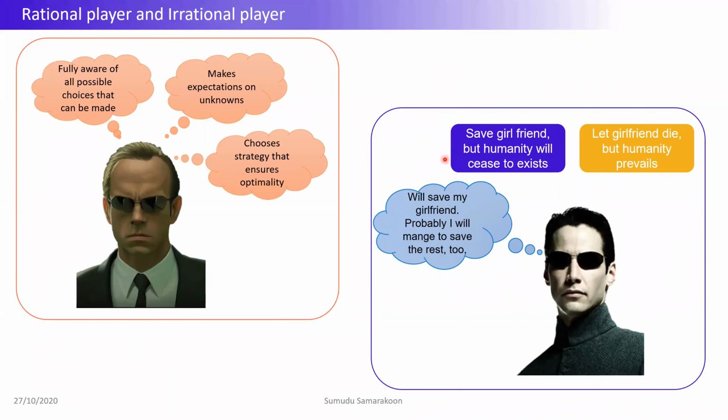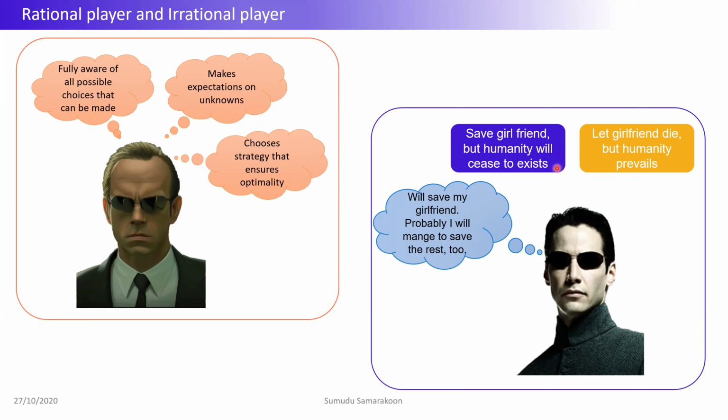There are two types of players we are going to focus on in this course. First are the rational players, and the second are the irrational players. So who are the rational players? Rational players are fully aware of all possible choices that they can make, and they try to predict or make expectations on unknown things. Then they pick a strategy that ensures optimality, so that it ensures the maximum reward or minimum cost.